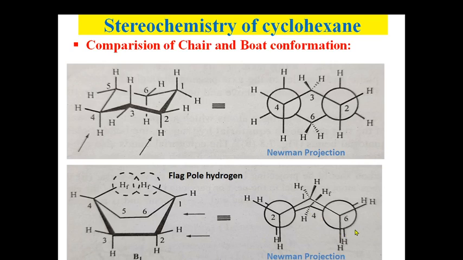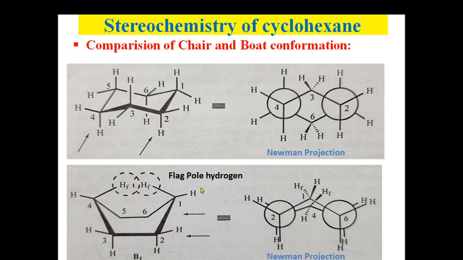Now if you see in this Newman projection, see these hydrogens, they have a dihedral angle of 0. So these are the eclipsing hydrogens. So how many pairs of eclipsing hydrogens? 1, 2, 3, 4. So there are 4 pairs of eclipsing hydrogens present in the boat conformation. In addition to that, there are 2 flagpole hydrogens present.